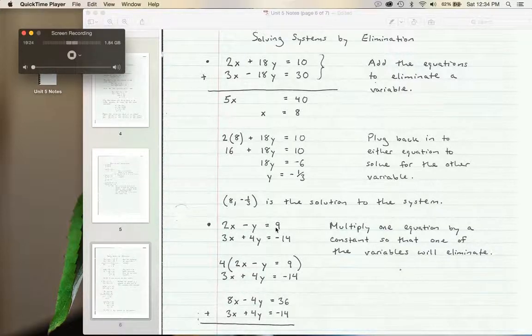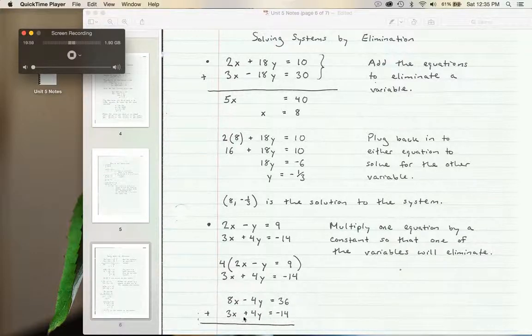So what I've done here, you're going to multiply one equation by a constant so that one of the variables will eliminate. I've multiplied the first equation by 4. So in this first step, I've just written the first equation with a 4 out front that I'm going to multiply by the whole equation, and I've just carried down my second equation. If I multiply the first equation by 4, I get 8x. 4 times 2x is 8x. 4 times negative y is my negative 4y. 4 times 9 is 36. And then I've carried down my second equation.